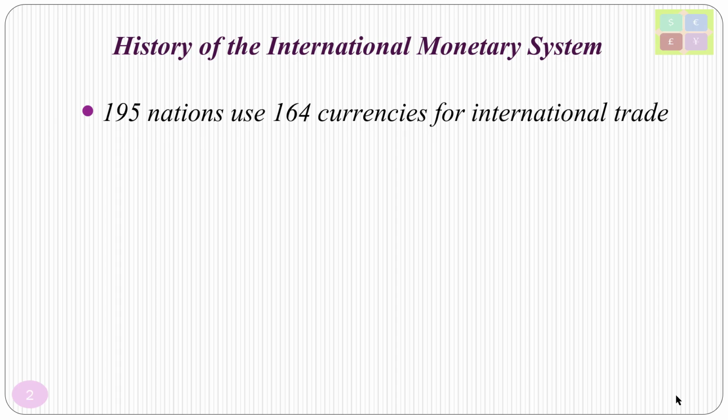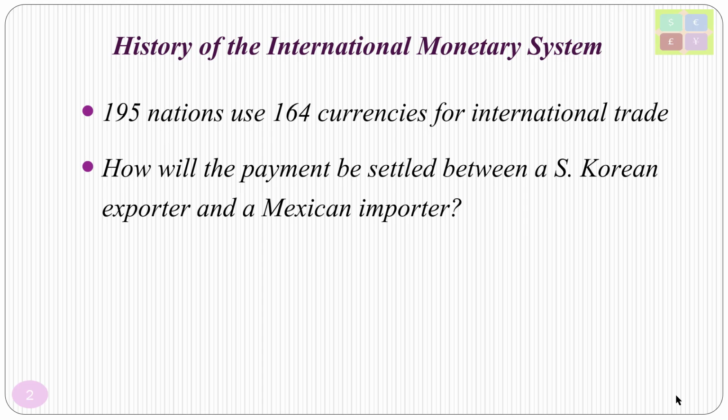Think about this. There are 195 nations trading among themselves using 164 currencies. So we have a very complex international monetary system. If there is a trade between a South Korean exporter and a Mexican importer, how will the trade be settled? The exporter would prefer a Korean won settlement, whereas the importer would prefer to make a payment in Mexican pesos.